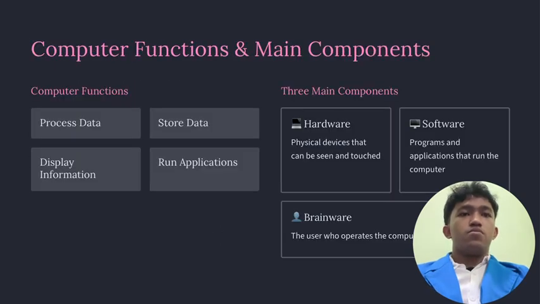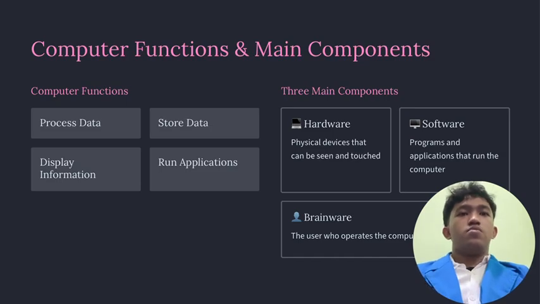Let's talk about function. A computer can actually do quite a lot. Process data, store data, display information, and run all sorts of applications we need. All of these functions work because of three main components that support one another.